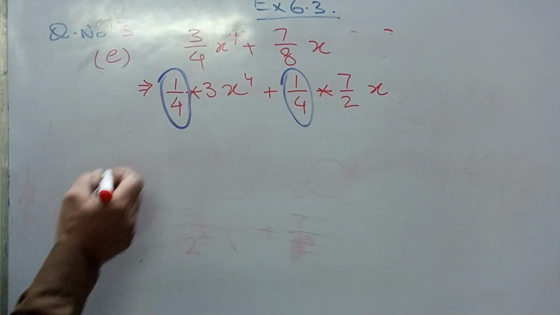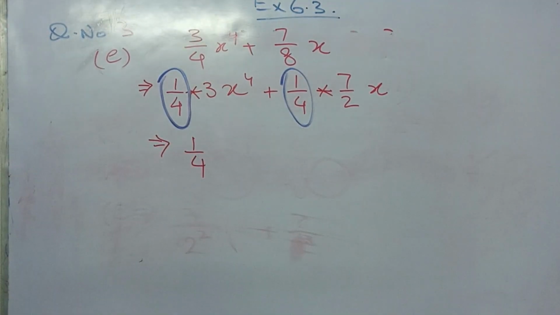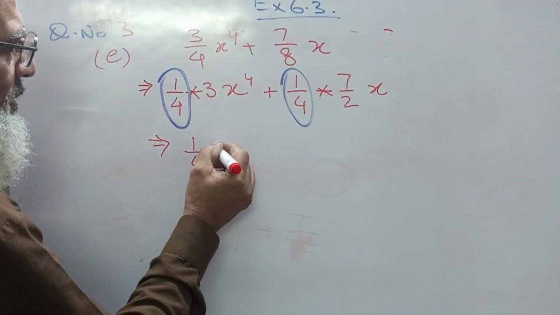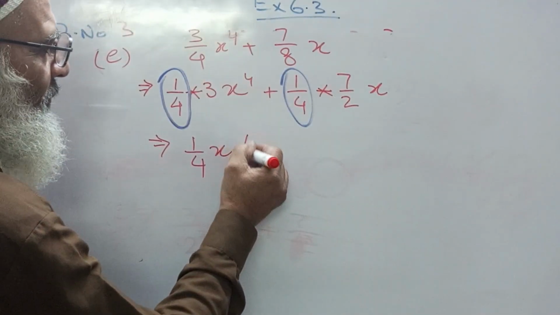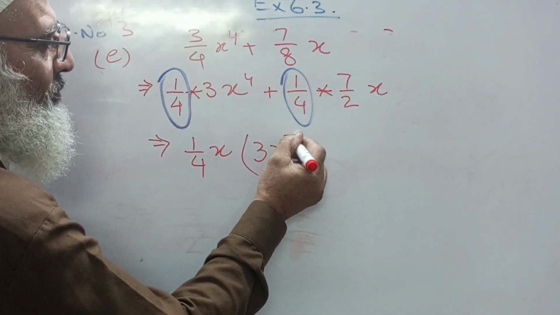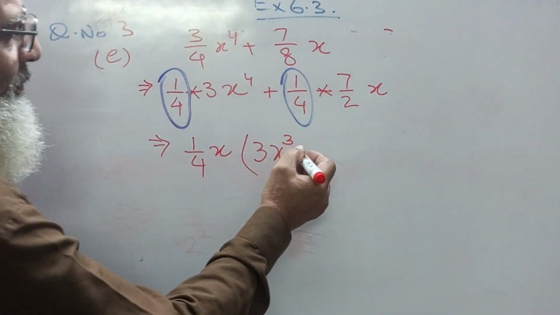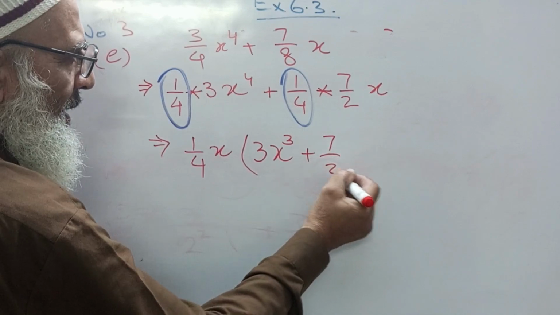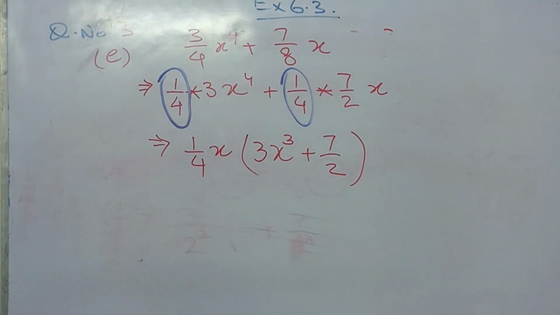So, taking out 1 by 4. Now this is 1 by 4, and x is also common over here. So what we are left with is 3x cube, because one x has gone out. And from here it is 7 by 2, x is already gone out.